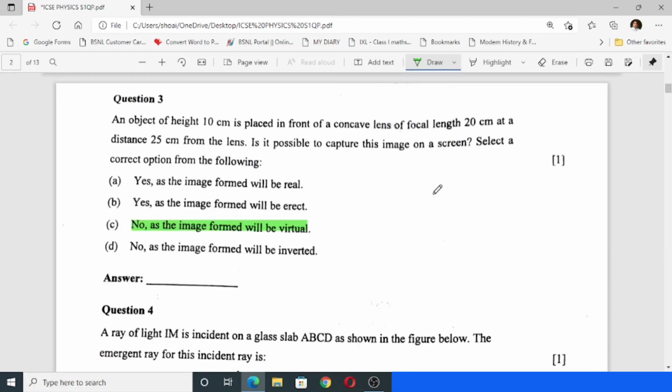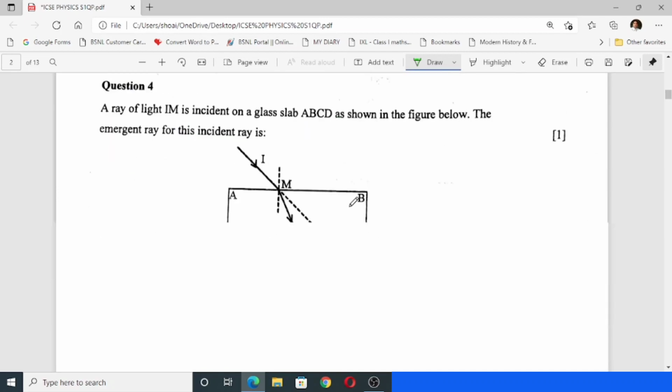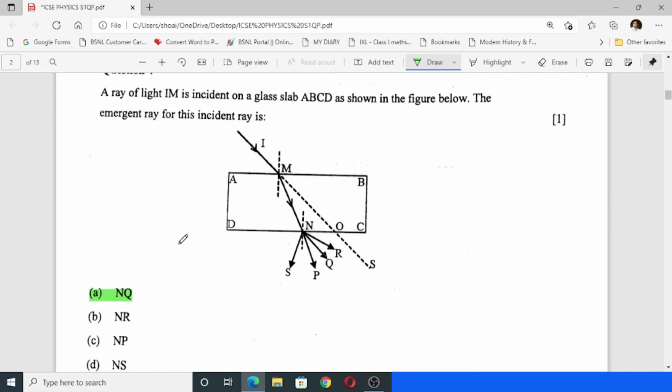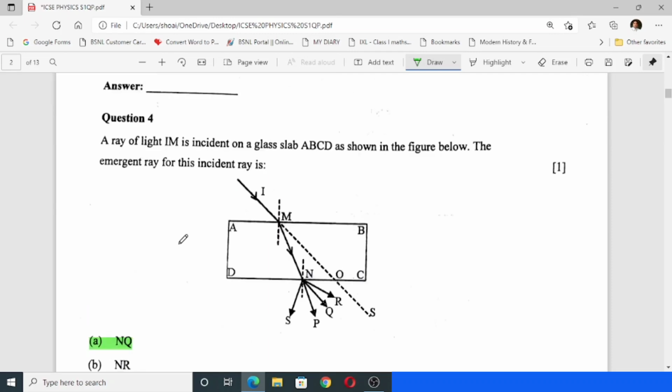Number 3, you can read the question. The answer is C, no, as the image formed will be virtual. Question number 4, the answer is A. You can see the diagram.